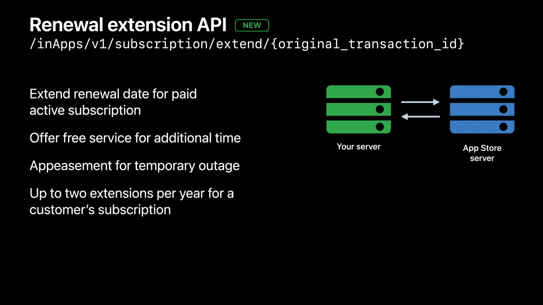You can move the renewal date for a customer subscription twice per calendar year, each up to 90 days in the future, giving you flexibility to resolve service issues or outages.